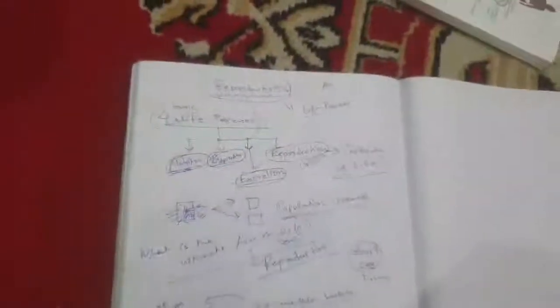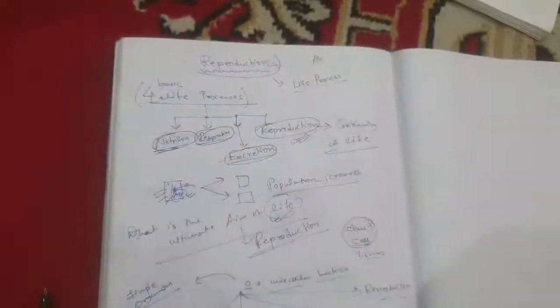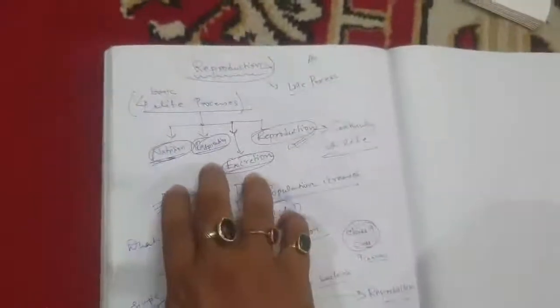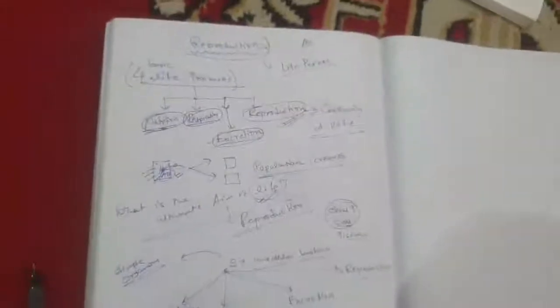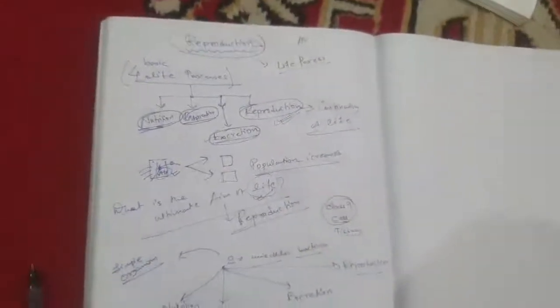My first point is that every living organism does these 4 life processes. But that doesn't mean that these 4 life processes are the only life processes. There are many types of life processes, but these are in much higher organisms.